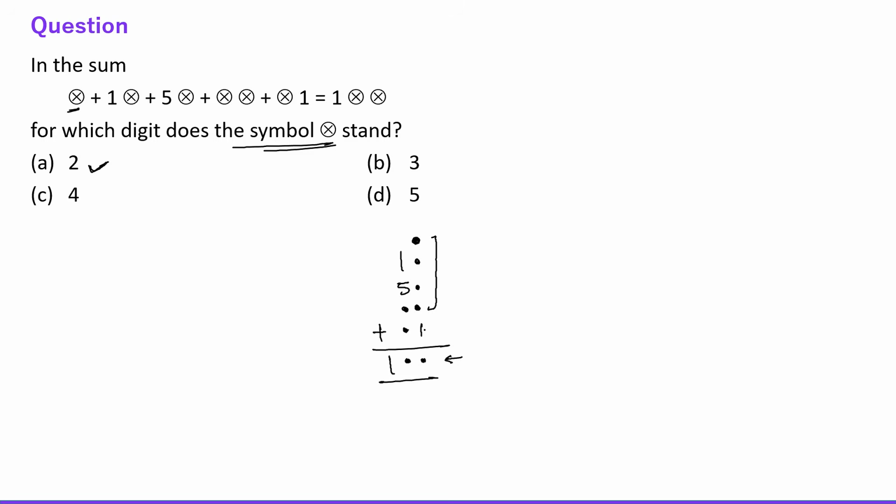4 times 2 will be 8. 8 plus 1, it is 9. So here it is not 9. So 2 is not the answer.